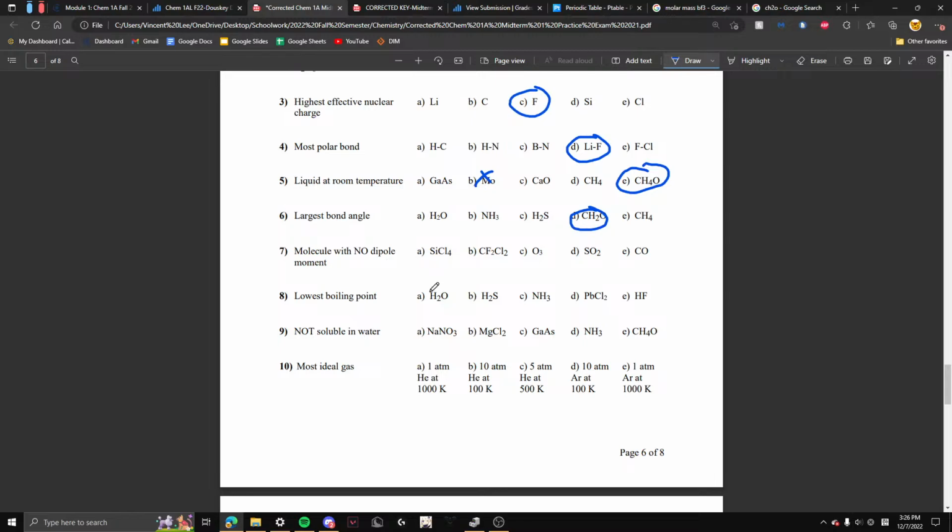Molecules with no dipole moment. So just look for something that's nonpolar. O3 is polar. I think SO2 is also polar. Carbon monoxide is definitely polar. Cl2 is nonpolar, so I presume it'd be this.